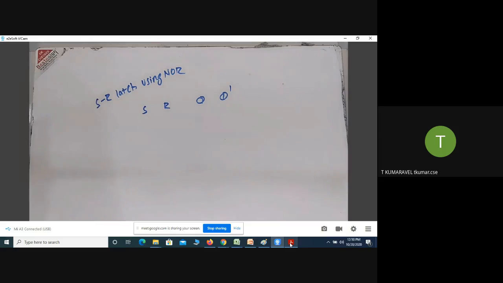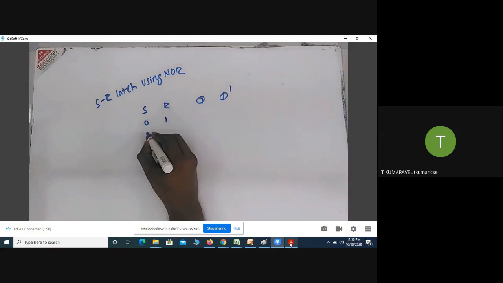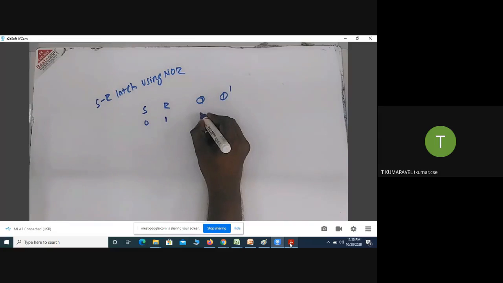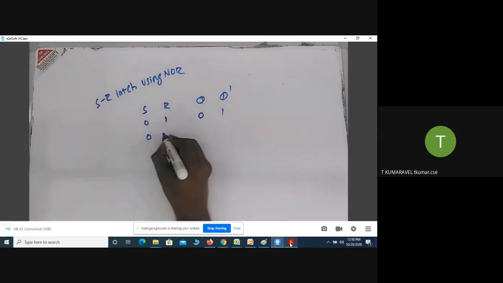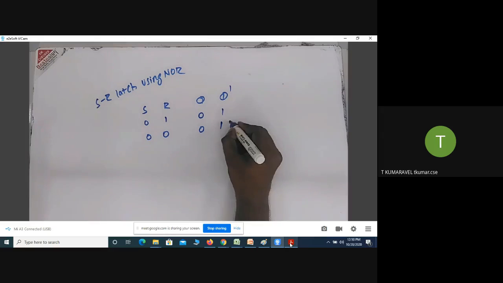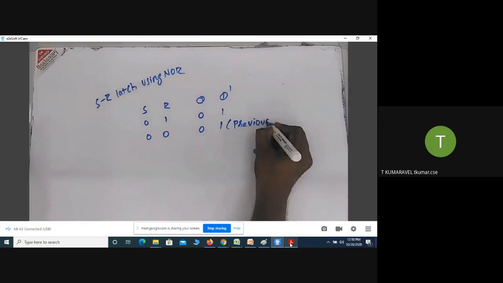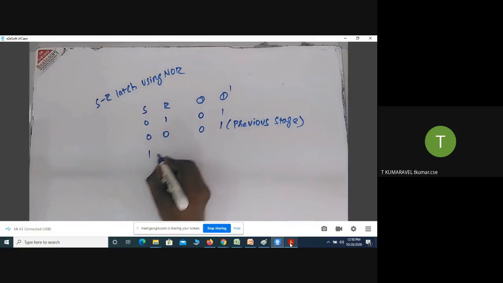Q dash. If we provide the input combination 0 1, the output is 0 1. Next, for 0 0, the output is again 0 1. The meaning is that it is retaining the previous state. Next, I'm going to change one of the input combinations.